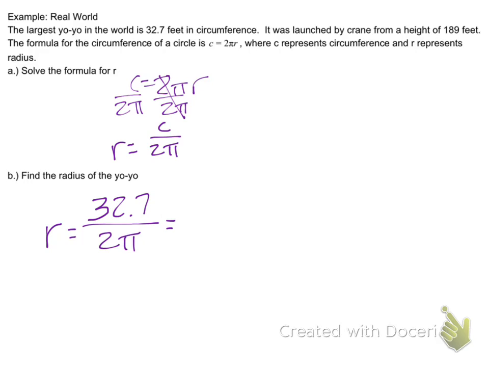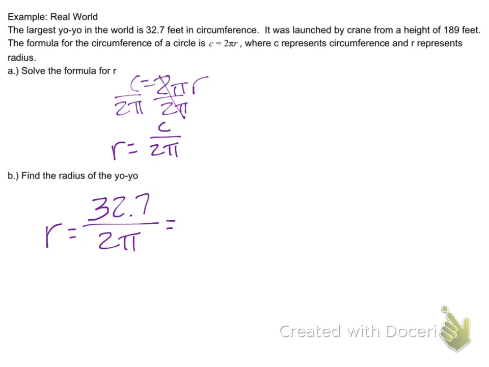Think of this. What is pi again? 3.14. So it's about 3, give or take, right? What's 2 times 3? 6. What is 32 divided by 6? What's 30 divided by 6? 5. So you know it's probably somewhere around 5, not 50.